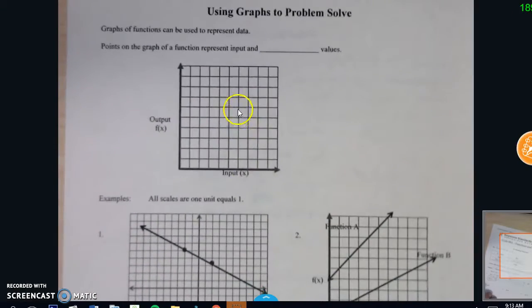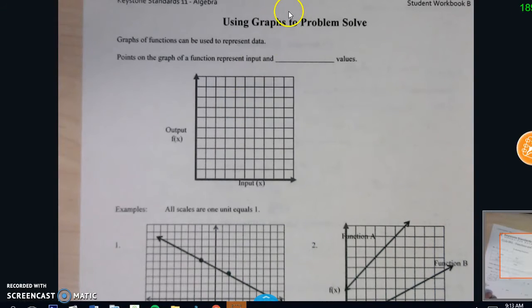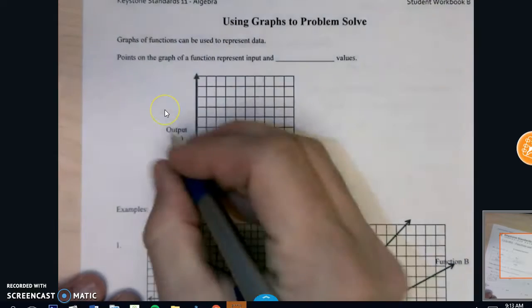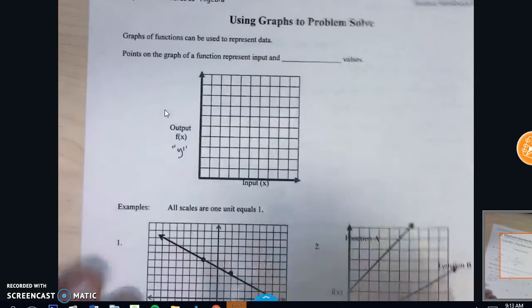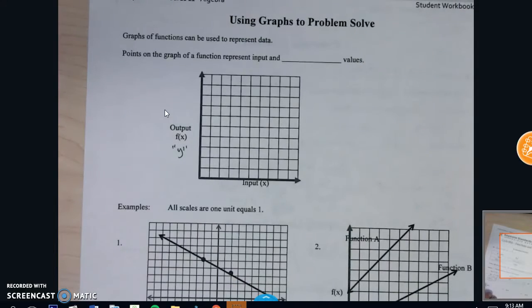Okay, we have one more portion here. So using graphs to problem solve, we're going to look at this as the input and the output, so our x and then our y, which remember, we can always consider the output being the y value as well. Graphs of functions may be used to represent data.